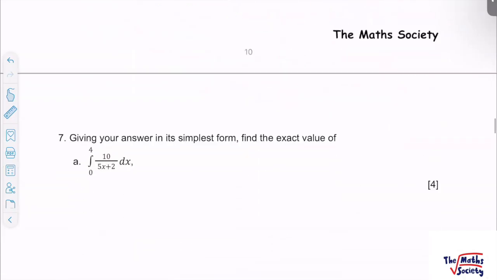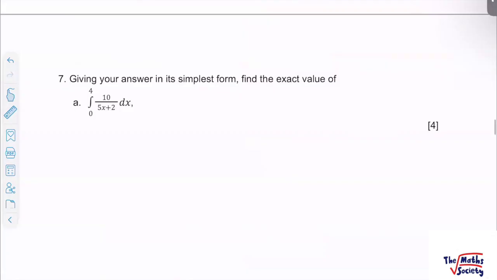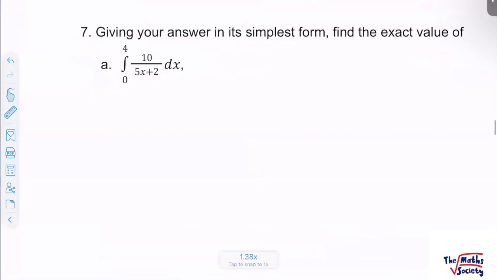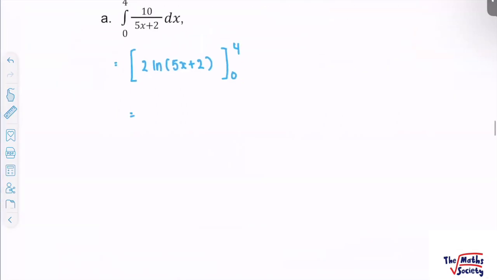So now moving on to question 7, which is pretty simple. It says to give your answer in the simplest form. Just need to integrate it. So that's going to be 2 ln 5x plus 2, with limits 0 to 4. 2 ln 22, minus 2 ln 2, yeah. So that's 2 ln 22 minus 2 ln 2, which is 2 ln 11.